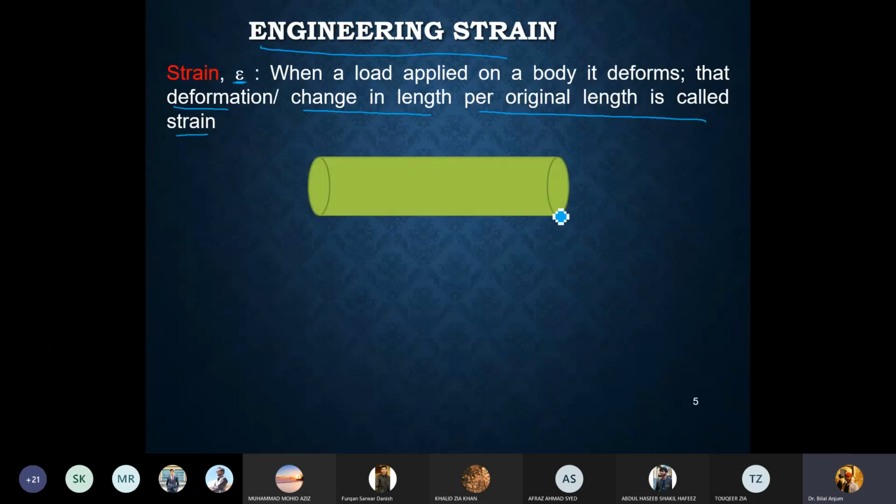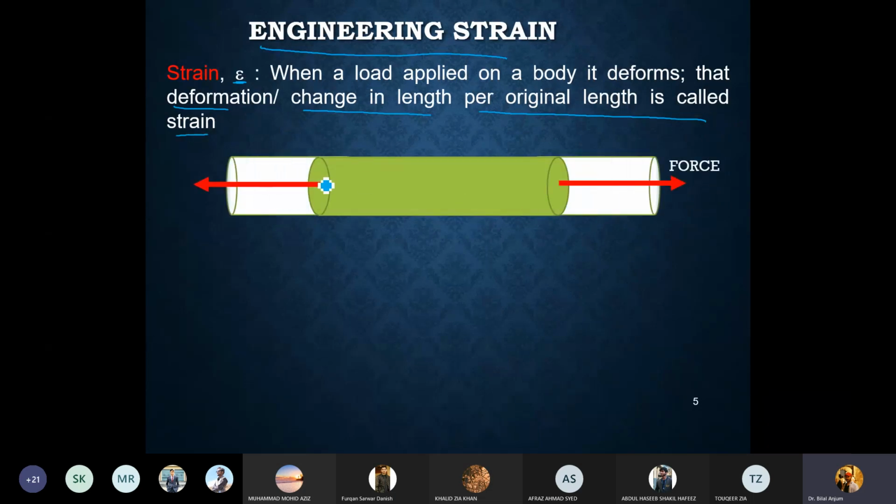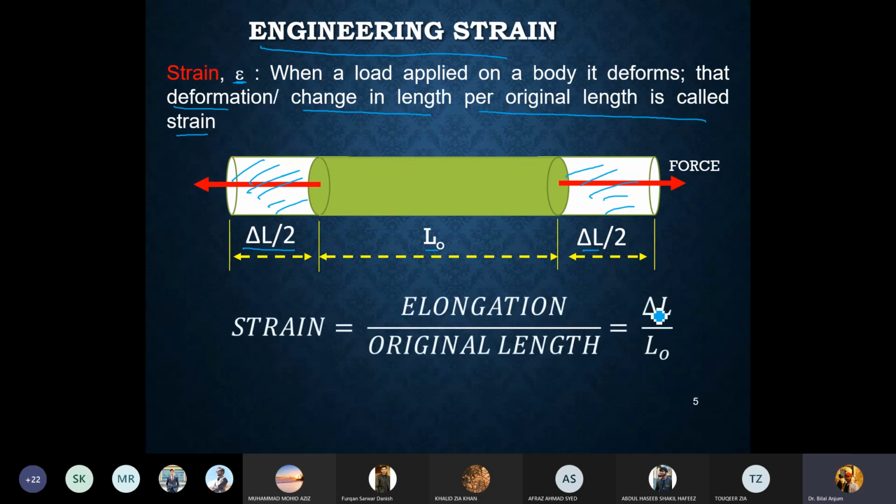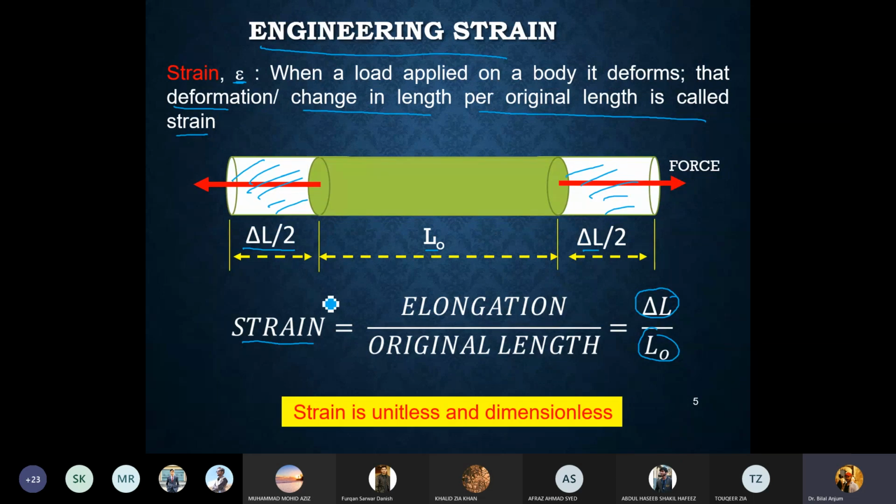For example, if you have this body and a force is applied onto it such that the body elongates by this white region. This is the elongated region. So this is the original length L naught. The elongation is a change in length by 2 on this side and by 2 on this side. So how would you quantify your strain? Your strain would be the total change in length divided by the original length. That would be your strain. And I need not remind you that strain is essentially a unitless and dimensionless quantity.